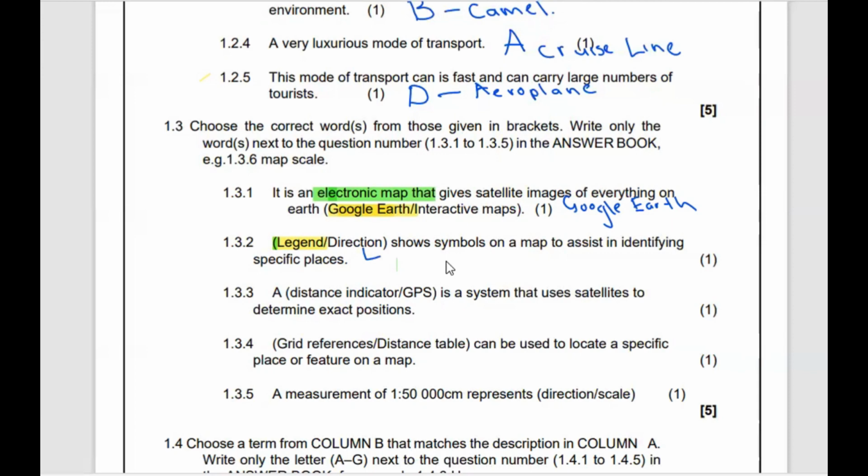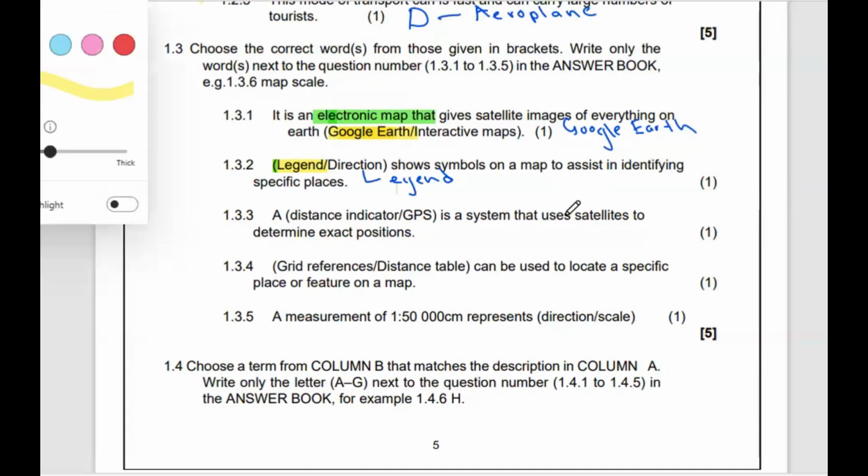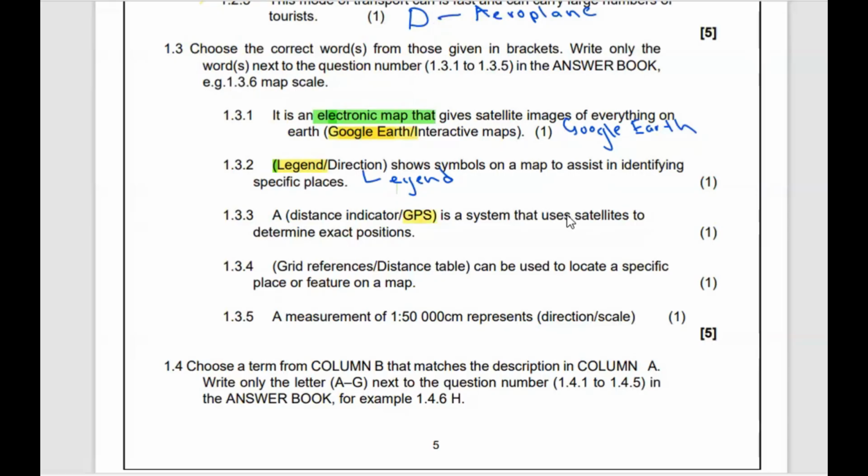So we write the correct answer next to the description. Then 1.3.3, a distance indicator or GPS is a system that uses satellites to determine exact positions. So that is the function of the global positioning system, which is abbreviated as GPS. So GPS is our correct answer there, highlighted in yellow. GPS is a satellite system that uses satellites to determine exact positions.